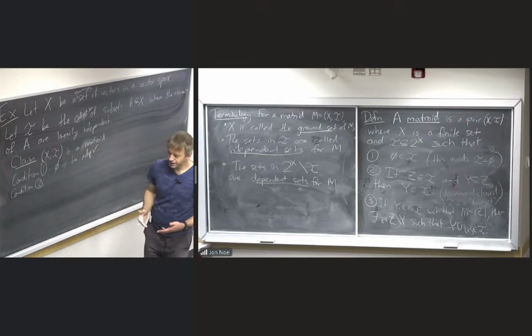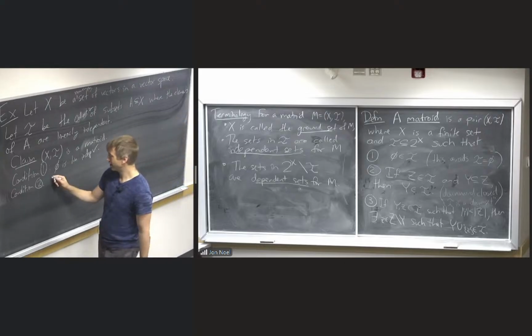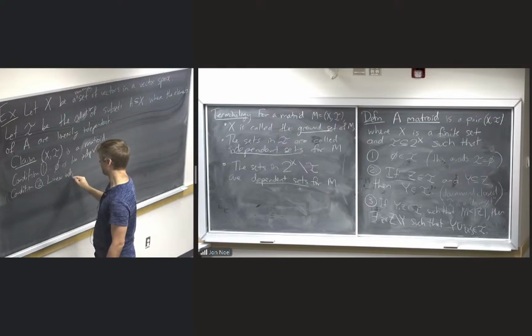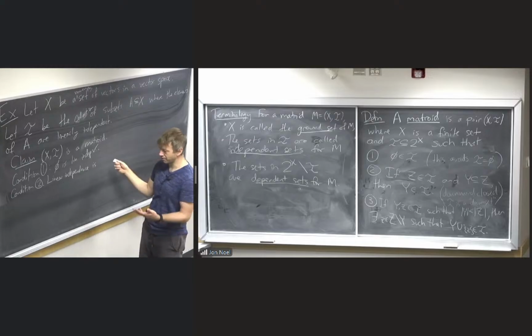For condition 2, it's also pretty easy. If I take a bunch of linearly independent vectors and take a subset of them, they must also be linearly independent. So linear independence is preserved by taking subsets.